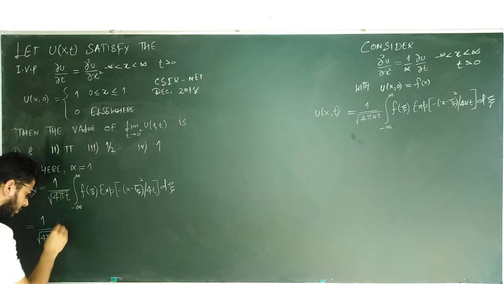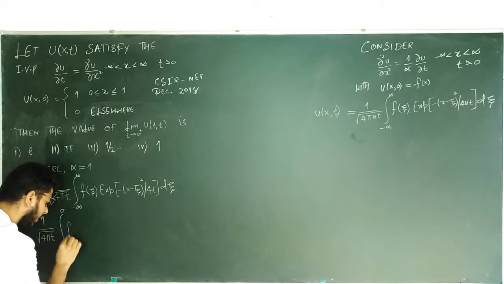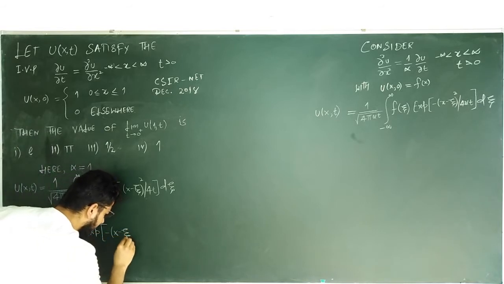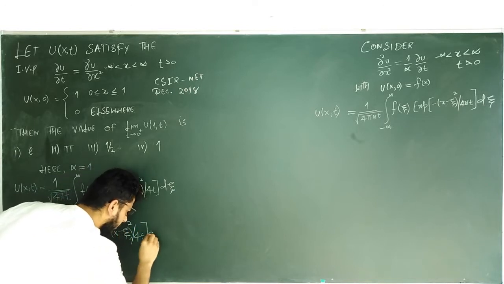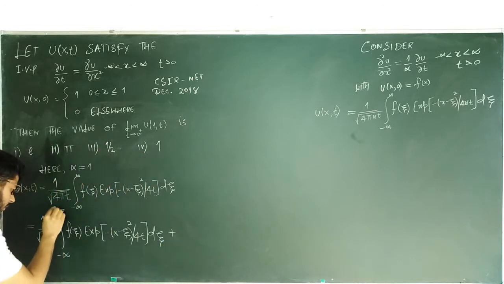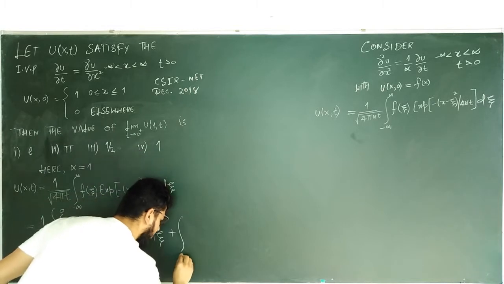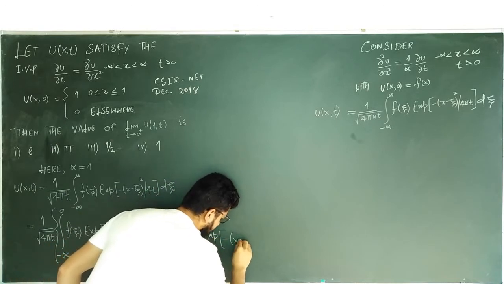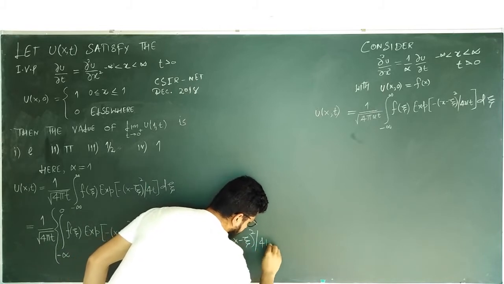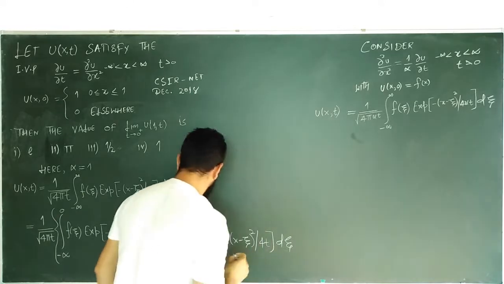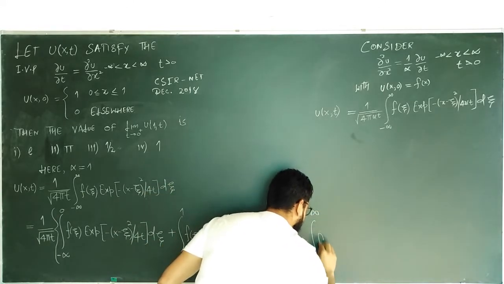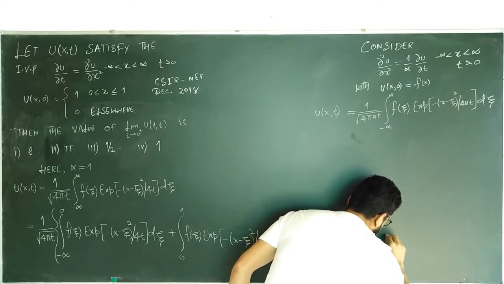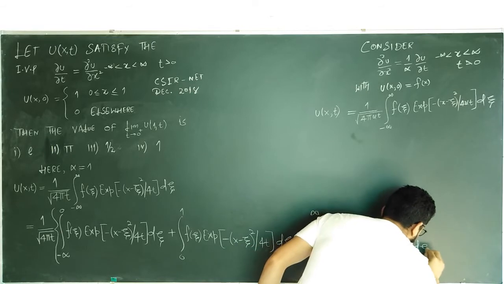Now we can write this as 1 upon the square root of 4 pi t only, and we will break this interval: from negative infinity to 0, it is f of psi times the exponential of negative (x minus psi) whole square upon 4t, d psi, plus the integral from 0 to 1 of f of psi, same exponential of negative (x minus psi) whole square upon 4t, d psi, and then from 1 to infinity of f of psi, again the exponential of negative (x minus psi) whole square upon 4t, d psi.